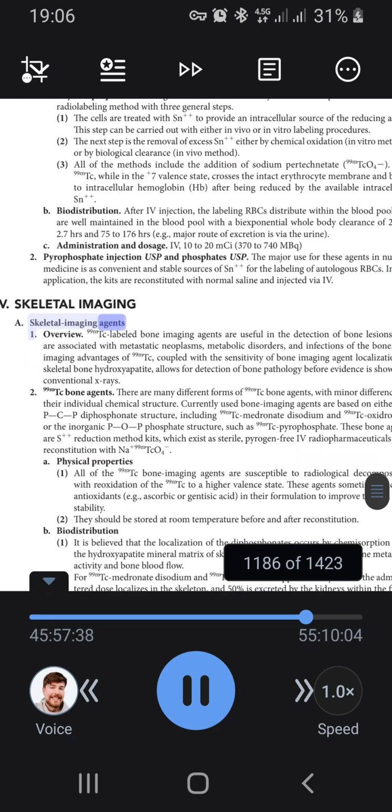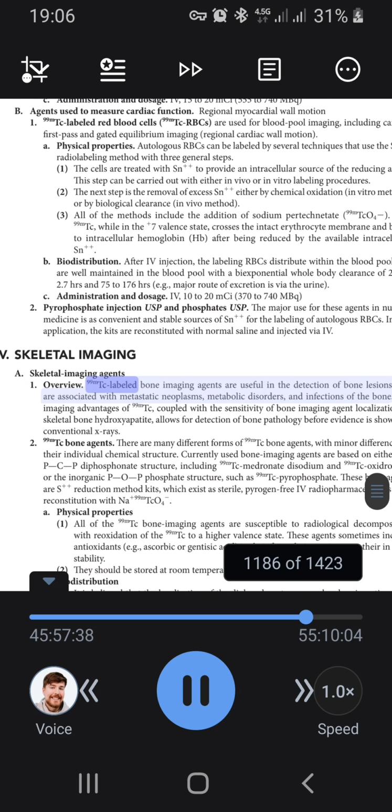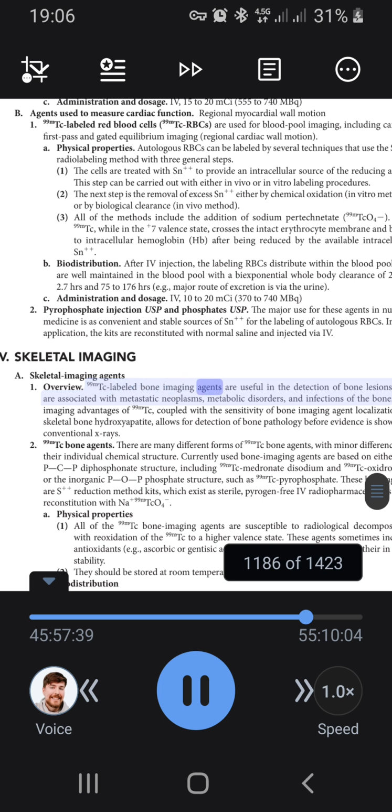IV. Skeletal imaging agents. 1. Overview. 99mTc-labeled bone imaging agents are useful in the detection of bone lesions that are associated with metastatic neoplasms, metabolic disorders, and infections of the bone. The imaging advantages of 99mTc, coupled with the sensitivity of bone imaging agent localization in skeletal bone hydroxyapatite, allows for detection of bone pathology before evidence is shown by conventional X-rays. 2.